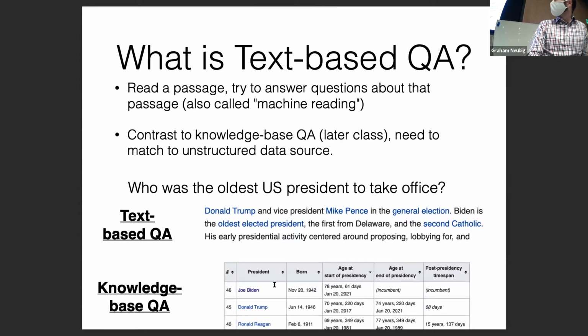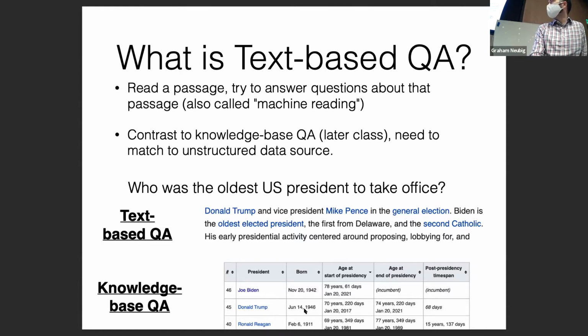You could also get this from a structured knowledge base. This is a structured table that nonetheless gives you the same answer by sorting this column, age at start of presidency. These both have strengths and weaknesses. The strength of text-based QA is that not all the information we want is in structured tables. In fact, much of the information we want is not in structured tables or knowledge bases. So it would be nice to be able to access this without having to prepare these sources.